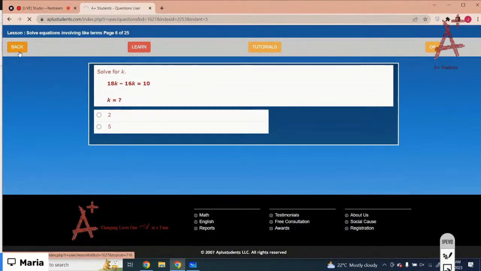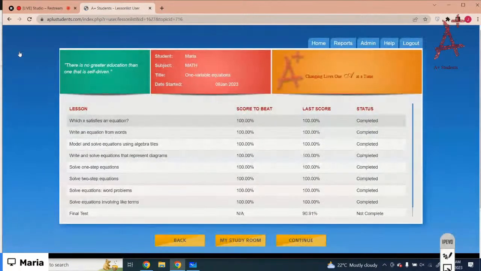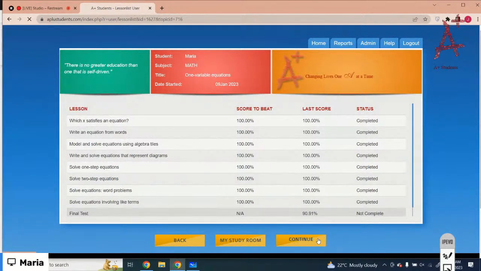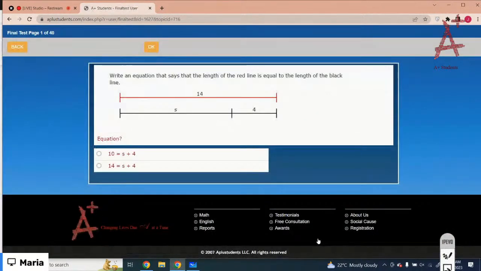Let me just move on to the next topic, and the next topic is the final test of the chapter, one variable equation. So let's start with the final test of the chapter. Okay, write an equation that says the length of the red line is equal to the length of the black line. So we have to write the equation that says the length of the red line is equal to the length of the black line.